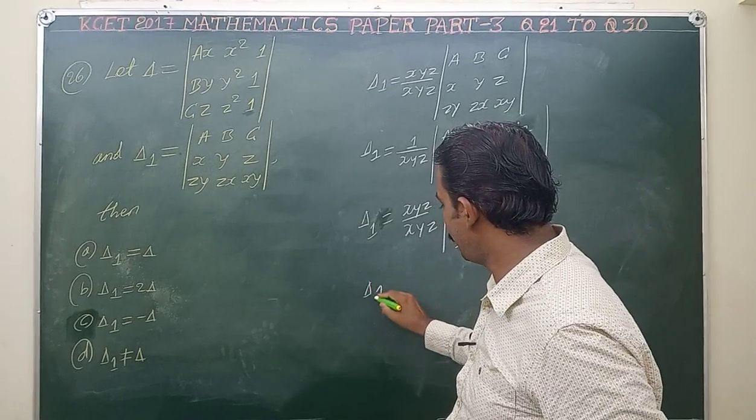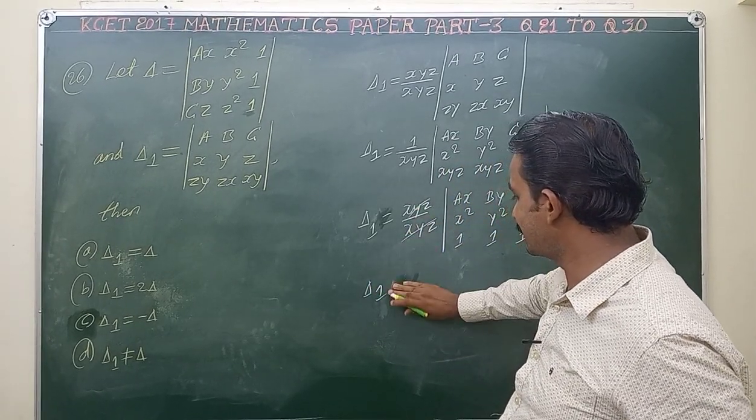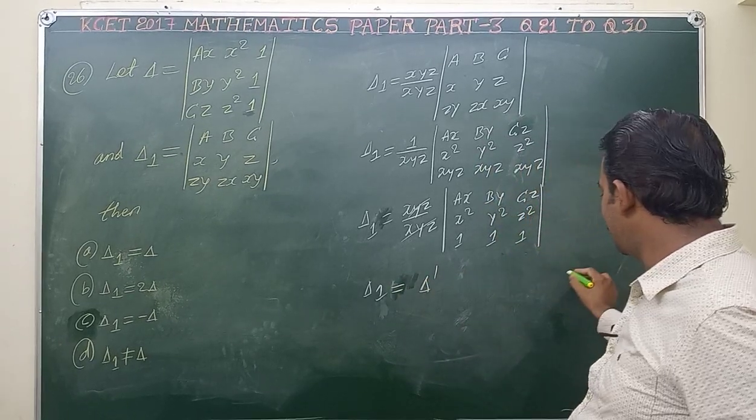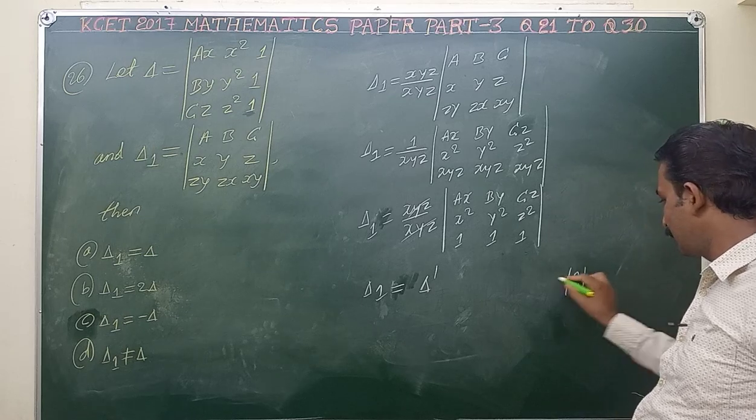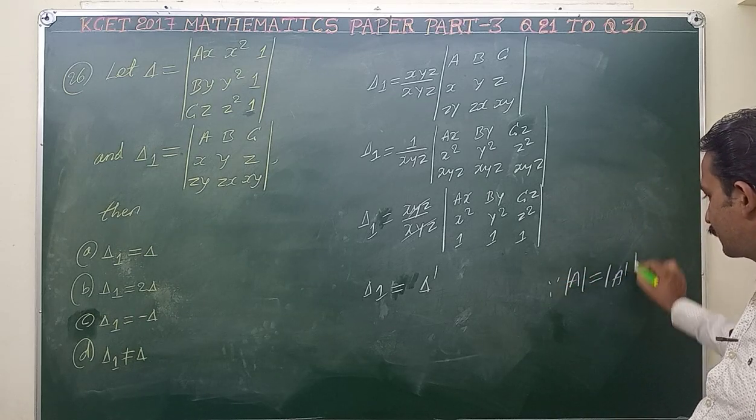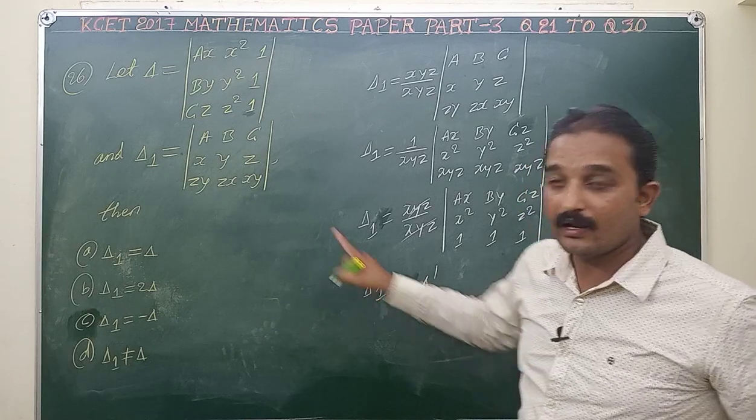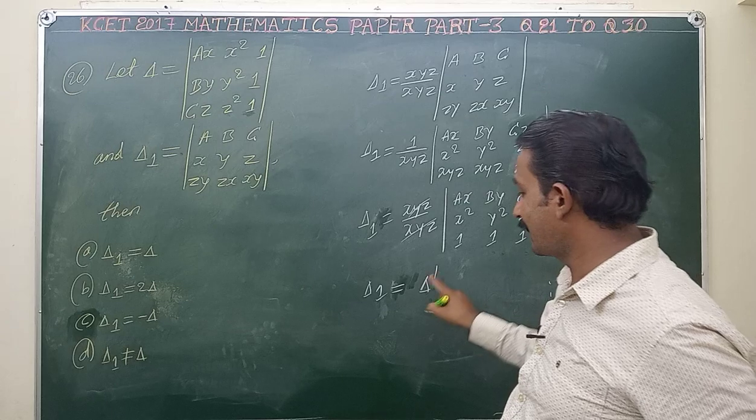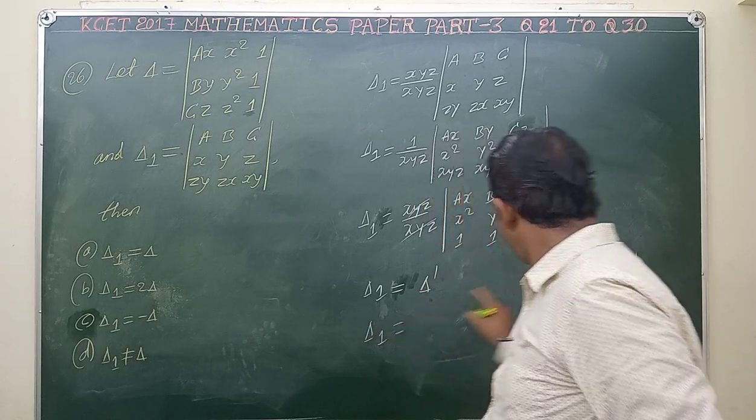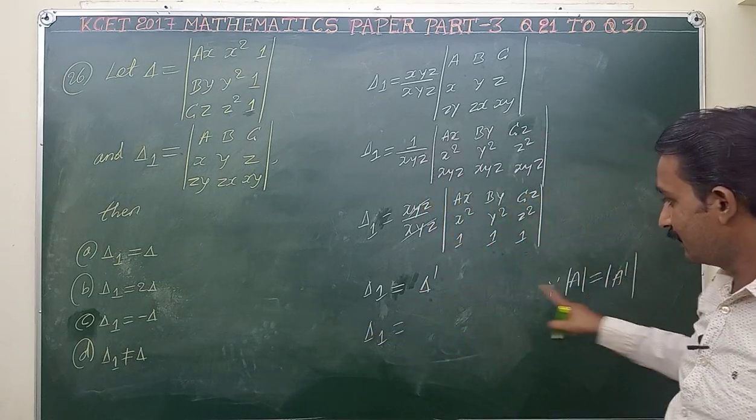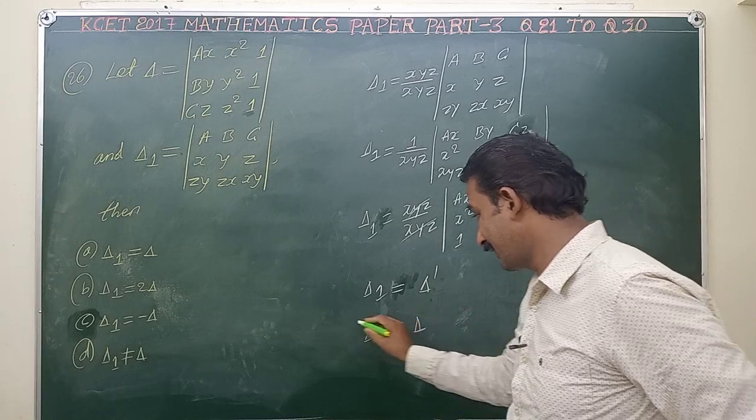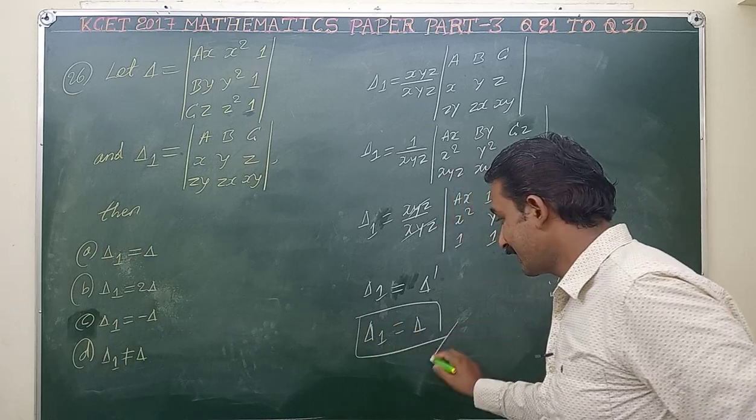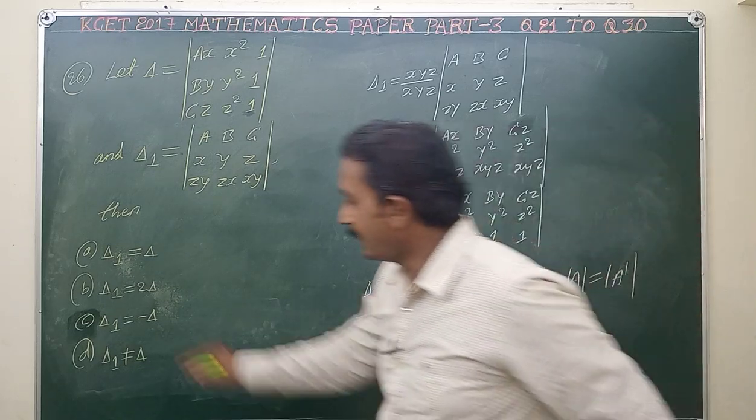So in this case delta 1, here x y z cancel each other, remaining 1 into delta transpose. We know that the determinant of A is equal to the determinant of A transpose. So delta is the determinant value, and here transpose is there, hence delta transpose we can write. Using this formula, delta transpose is equal to delta. Now delta 1 in terms of delta is equal to delta, the correct answer. Option E is correct.